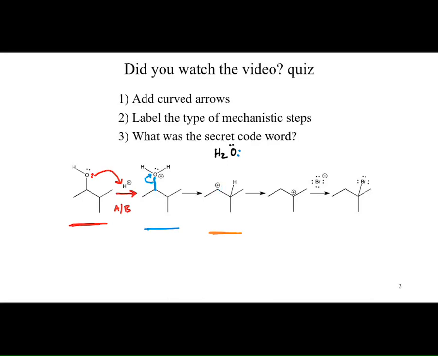Mechanistically, what happened? Well, in this case, all that's changed is I broke a bond. Because all it is a breaking of a bond, we call this, according to Carty, a heterolysis mechanistic step. So just the breaking of a bond. Let's go ahead and move orange to purple.